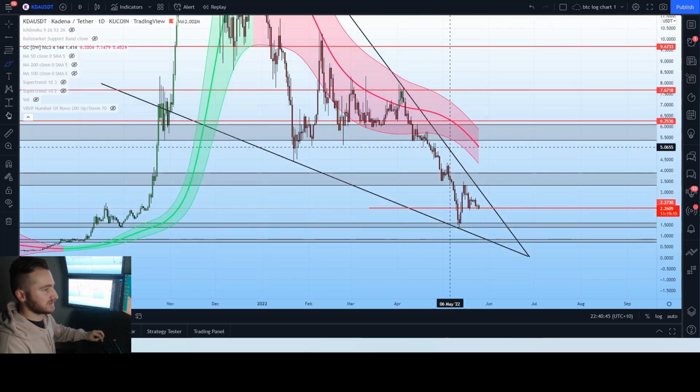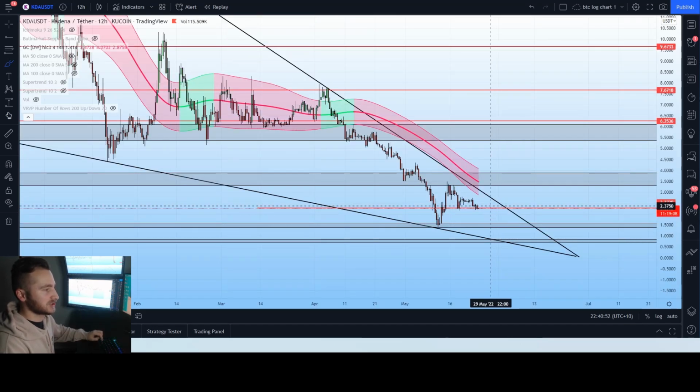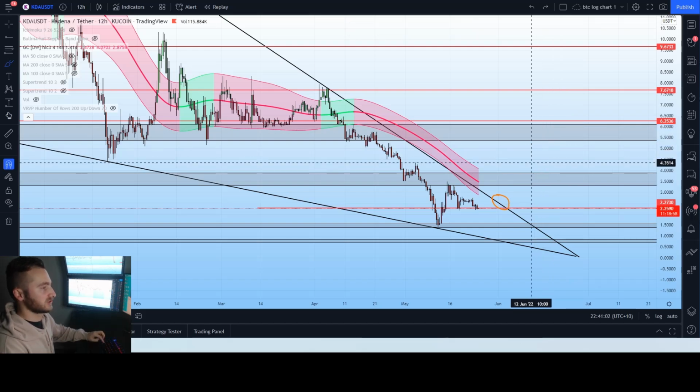But according to this, with the descending wedge, if we do get that move into the Gaussian channel on a smaller time frame, with a combination of either a retest, a flip of the bull market support band, or a breakout and confirmed breakout of this wedge, we could see or expect a move upwards into this range. So Gaussian channel is looking pretty good.